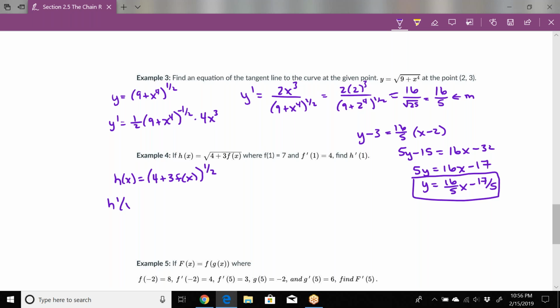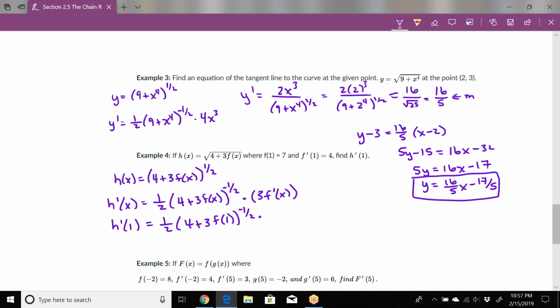So when I take h prime of x, I would have 1/2 times (4 plus 3 f of x) to the negative 1/2 power. Then we need to chain on the derivative of the inside, which is a 0 for the 4, and 3 times the derivative of f of x, which is just going to be 3 f prime of x. Then we want to evaluate all of those at 1. So that's going to be 1/2 times (4 plus 3 times f of 1) to the negative 1/2 times 3 times f prime of 1.